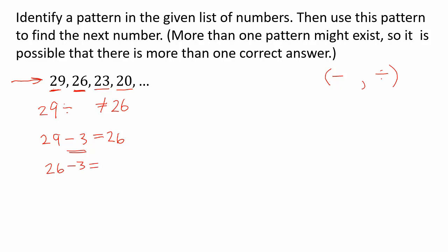26 minus 3 is equal to 23, and that is the very next term after 26. 23 minus 3 is 20. That is the term after 23. So that means that my conjecture is holding up. It's probably true. And the next term is going to be 20 minus 3, which is 17.